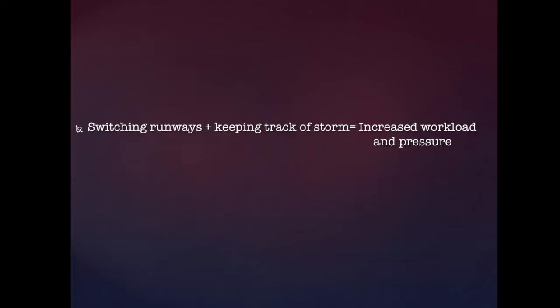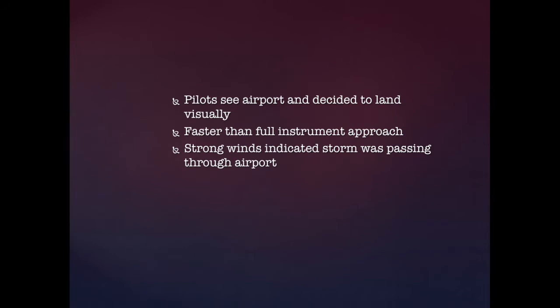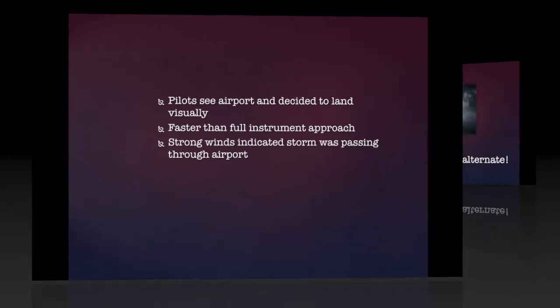The turn also delayed the landing by 10 minutes. At this point, switching runways and keeping track of the storm increased the workload and pressure on the pilots. The pilots then decided that they could see the airport well enough to land visually, which would be faster than a full instrument approach. Strong gusts and wind shifts indicated that the thunderstorm was indeed passing through the airport.